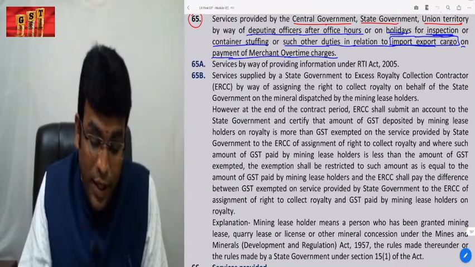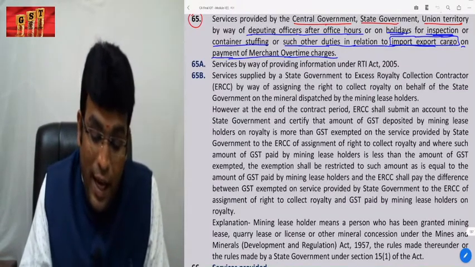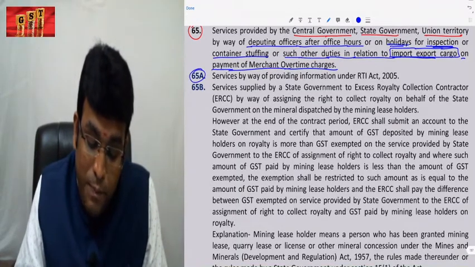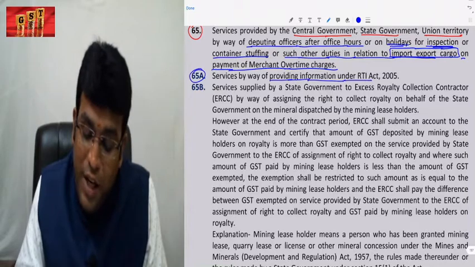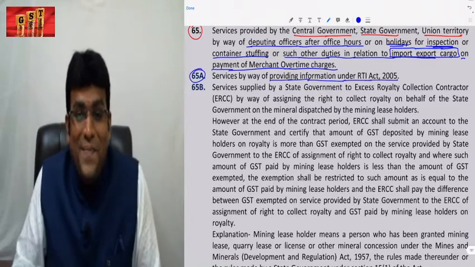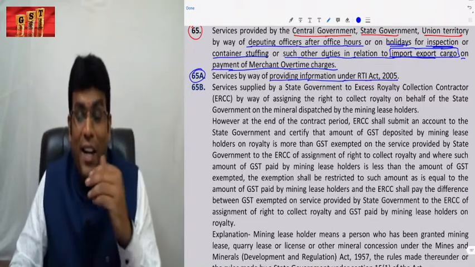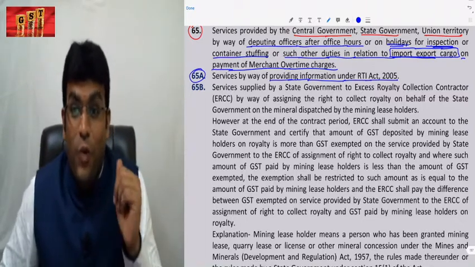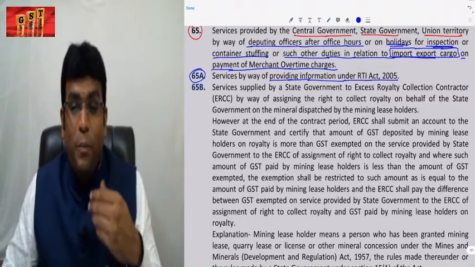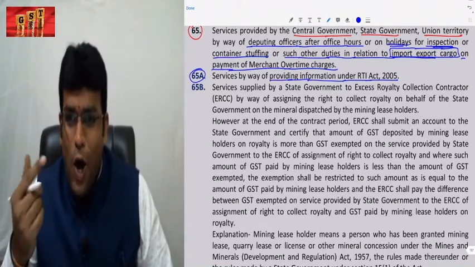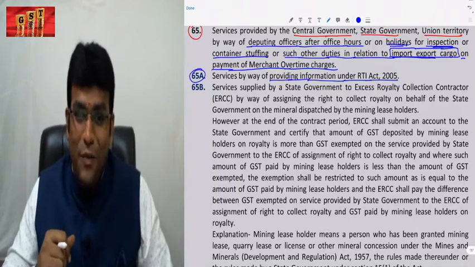Come on, friends. Look at the next point. 65A, my dear friends. Services by way of providing information under RTI Act. CA Finance students know very well what the RTI Act is. Under the RTI Act, we can seek any information, whatever we want, for which we have to pay some charges, and on those charges, GST will not apply. Clear, friends? Good.